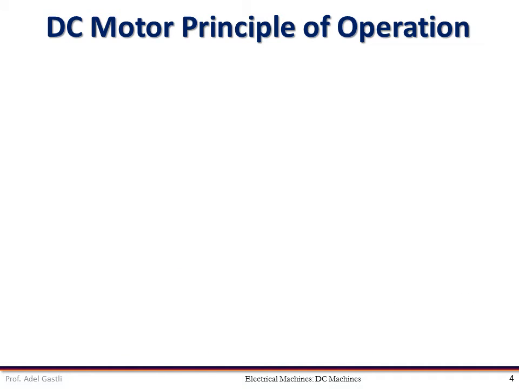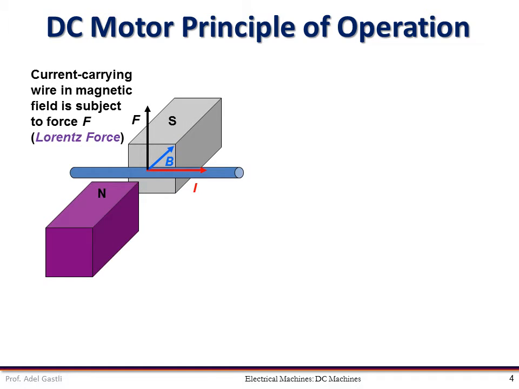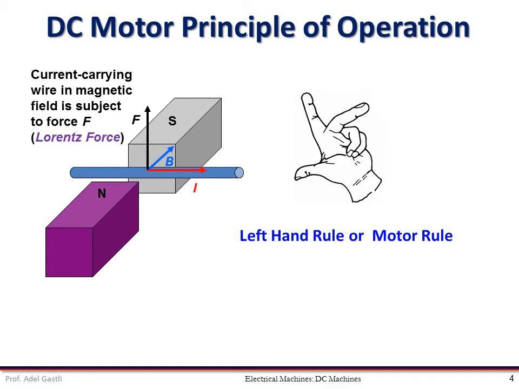Let us review again the principle of operation step by step. We know from the electromagnetic rules that, according to Lenz's law, a conductor wire flowing an electric current I and placed in a magnetic field B is subject to a force F called Lorentz force. To find the direction of this force F, we can use the left-hand rule or what is called motor rule. What you need to do is to put your middle finger in the direction of the current, then the index finger in the direction of the flux or flux density, and the thumb finger will show the resulting force direction.